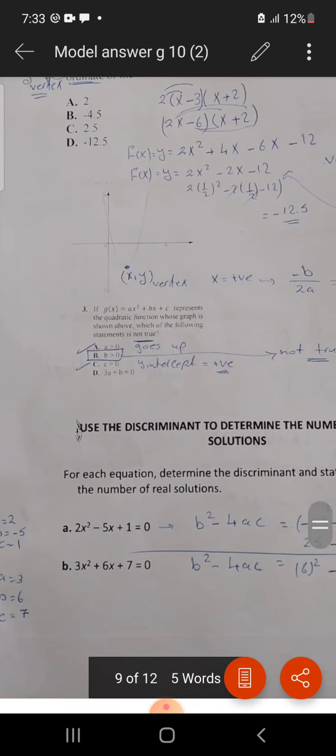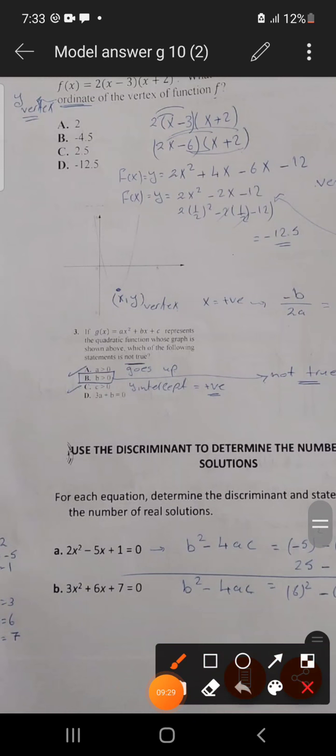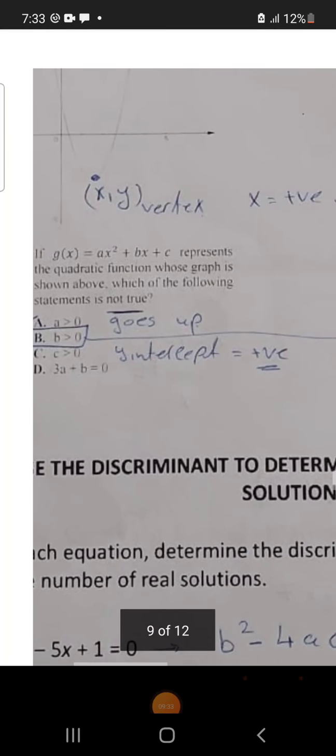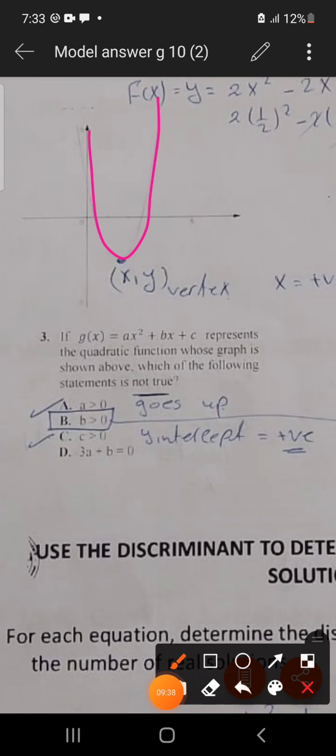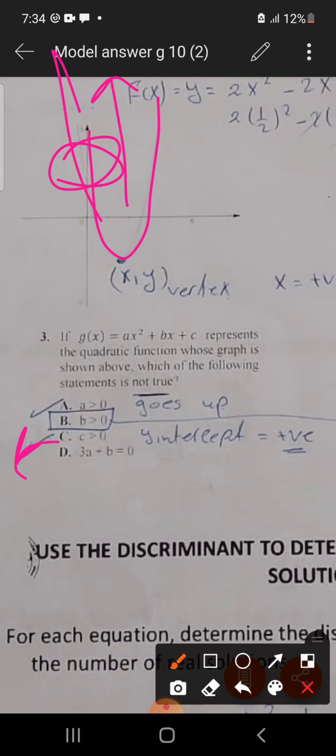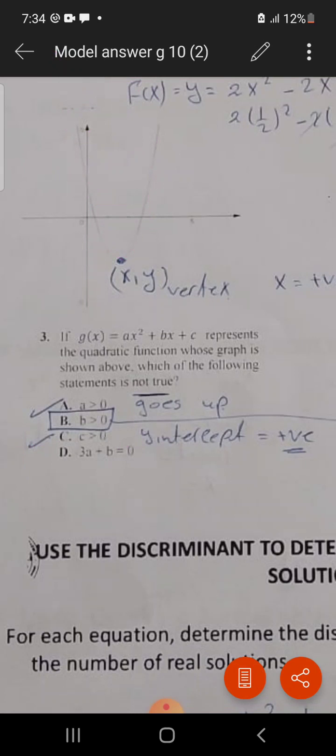Here, in this question, he wanted to know which answer is not true. Okay, let's see. First one, I have this graph. He told you that a is greater than 0. So the graph goes up, so a is positive, greater than 0. Here, c, the y-intercept, is positive. C is greater than 0, so the y-intercept is positive. Where did the graph intersect y? Yes, in the positive side. What about b?